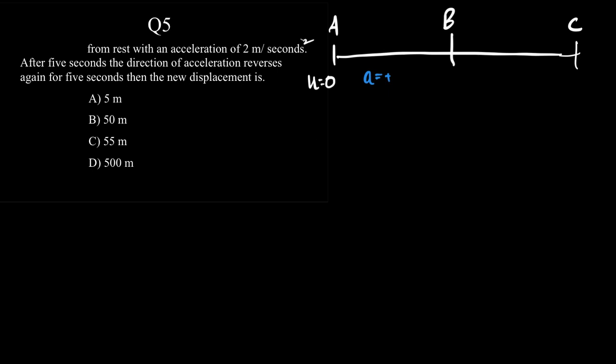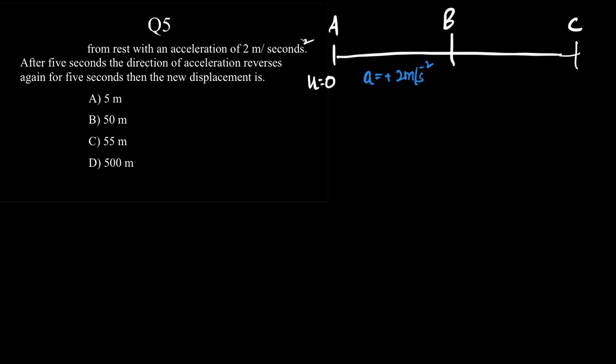Let us say the object is moving from A to C through B. At this point, the initial velocity is equal to 0 and the object is moving with an acceleration of plus 2 meter per second square.